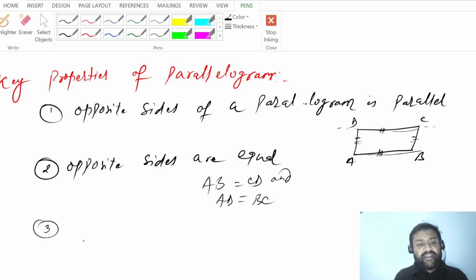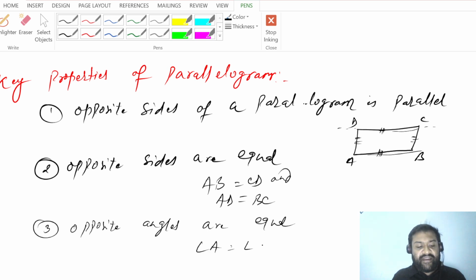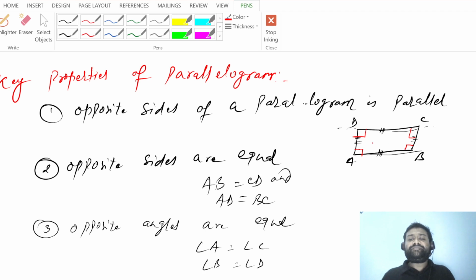Now third is opposite angles are equal. What is the opposite angle? Angle A is equal to angle C and angle B is equal to angle D. So this angle I'm talking about, this angle and this angle. Both of these angles will be equal.